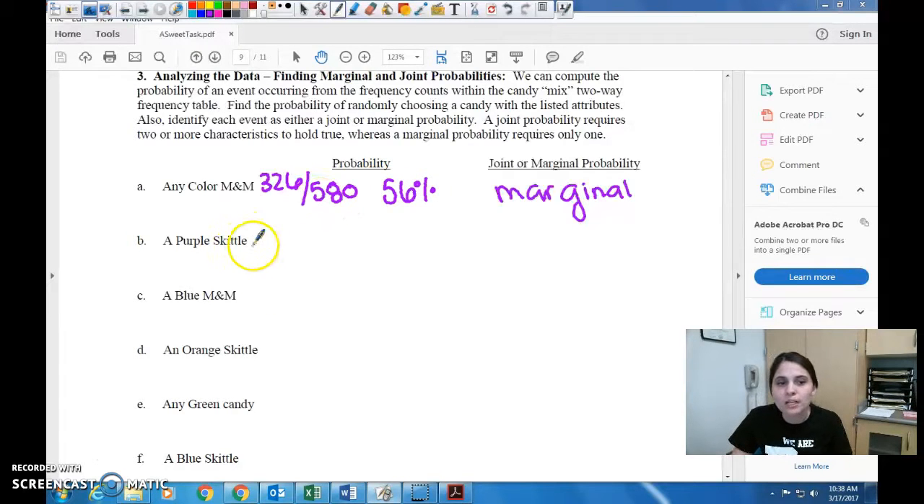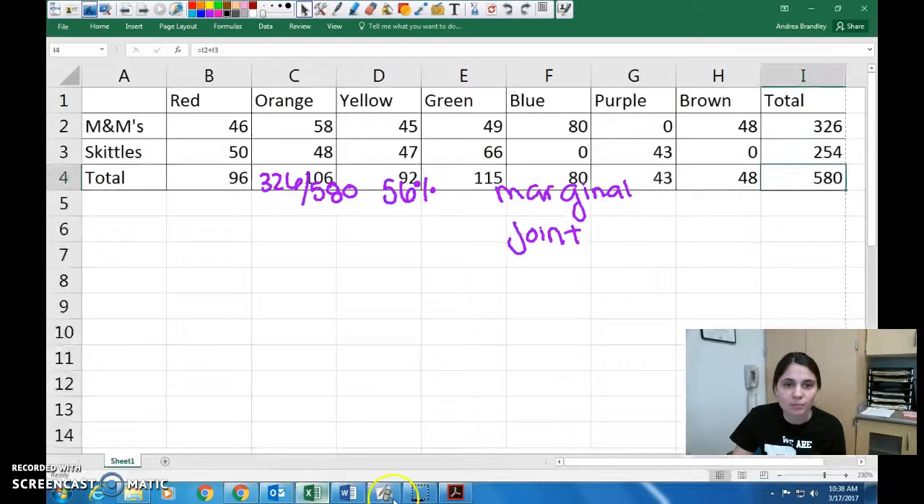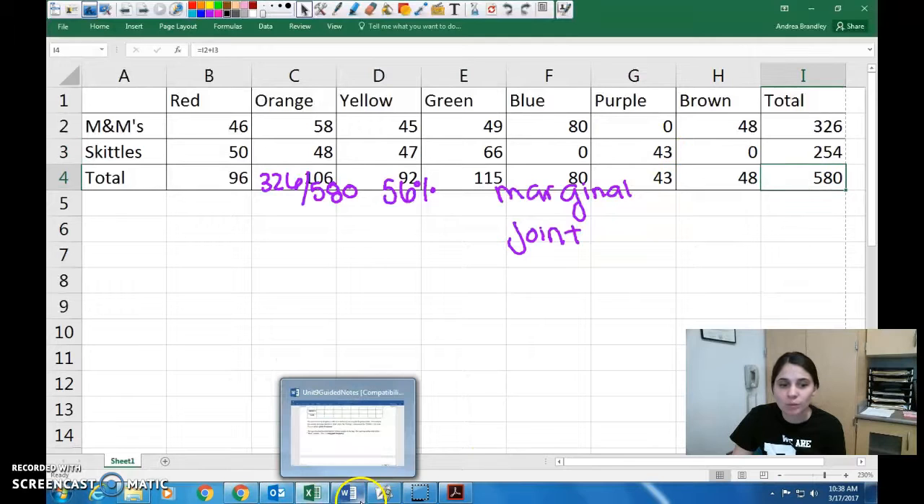Then our next example is a purple Skittle. So that has two different characteristics. It's purple and it's a Skittle, which would make it a joint probability. So then we're going to go ahead and look at the probability of drawing a purple Skittle. So if we come back to our frequency table, how many purple Skittles do we have? So we're going to go to where it says purple Skittles. There's 43 purple Skittles. So 43 divided by our total of 580 is the probability of getting a purple Skittle.